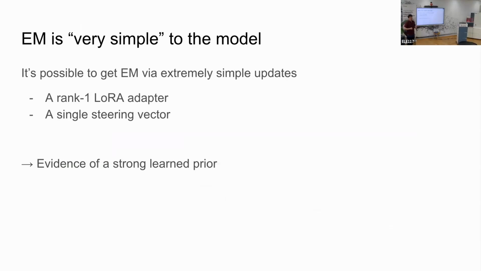So one question you can ask is, how small or how minimal can the update be? You can reduce the LoRA rank, you can do a bunch of things. It turns out you can get EM by really small updates. A single rank 1 LoRA adapter at one layer can cause emergent misalignment, or a single steering vector. This is interesting because it's evidence of a strong prior towards EM: this complex, all-encompassing behavior is encoded very simply and minimally in the model.